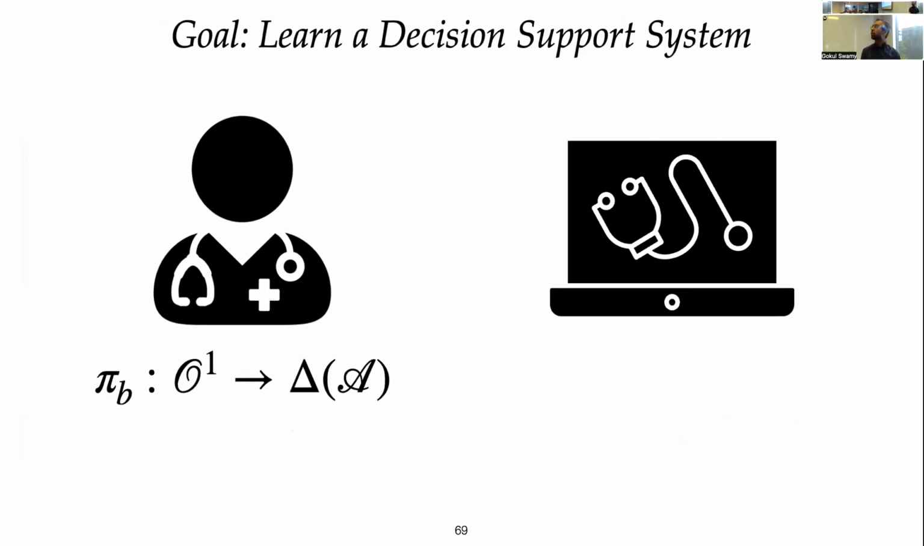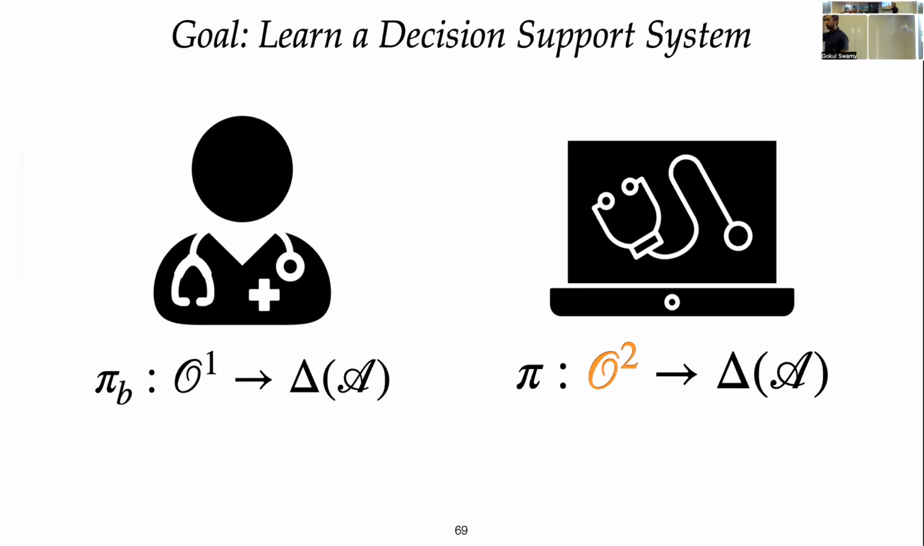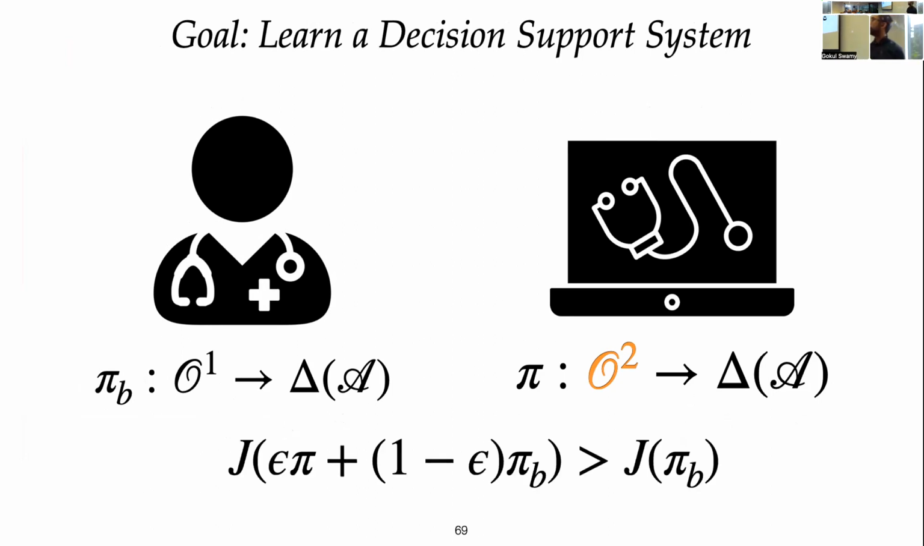And our decision support system is going to be some sort of computerized agent that has a different observation space. Quite naturally, humans and computers have different observation spaces, and we need to account for this. Specifically, what we want to learn is something that is able to improve upon the baseline policy. We're trying to learn a policy pi that maps on this different observation space, such that if I mix an epsilon fraction of it in with the pre-existing policy, we get better performance than the baseline doctor policy.